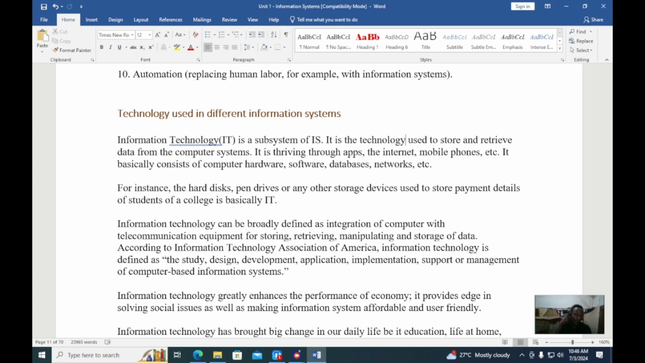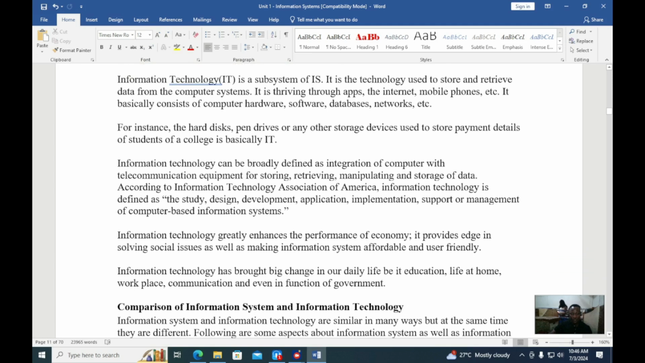Okay, now basically information technology consists of the computer hardware, the computer software, the databases, and the networks, as I mentioned earlier. So we have the hard disk, for example. We have pen drives, we have other storage devices that are going to store maybe payment details of students of a college. That is basically IT. So information technology can also be defined in a broad aspect as the integration of a computer with communication or telecommunication equipment for storing, retrieving, and manipulating data.